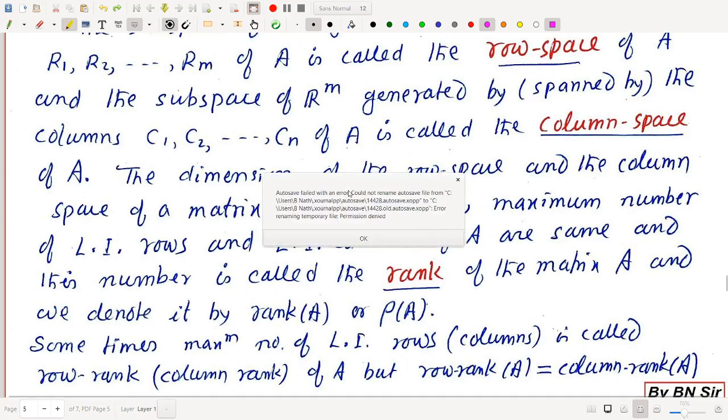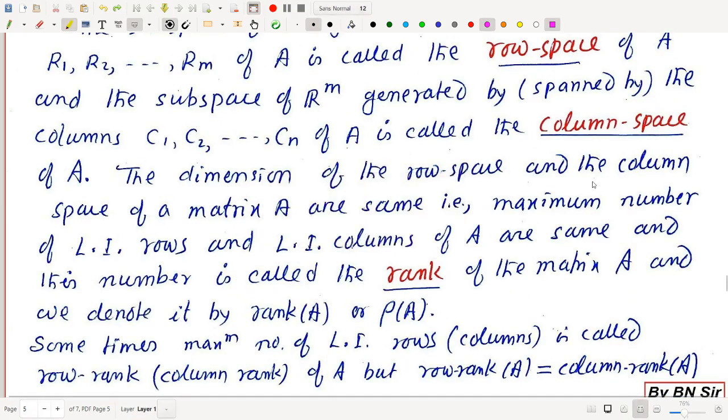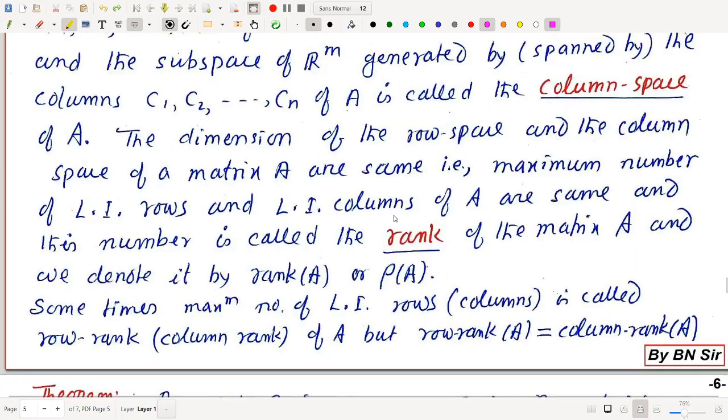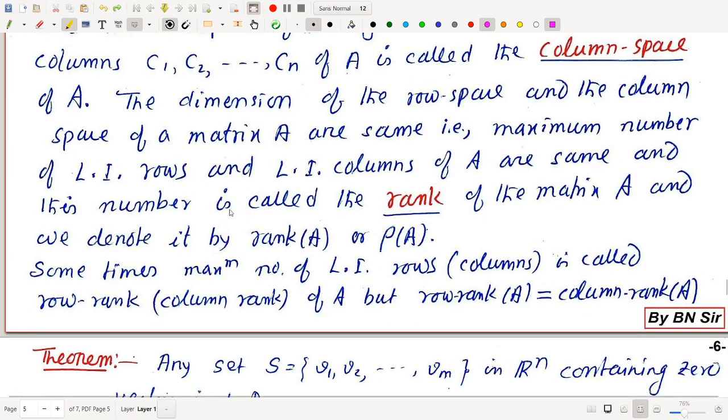Now, the dimension of the row space and the column space of a matrix A are the same. It can be shown; we are not showing it here. That is, the maximum number of linearly independent rows and the maximum number of linearly independent columns of a matrix A are the same. This maximum number of linearly independent rows or columns is called the rank of the matrix A, and we denote it by rank A or rho(A).